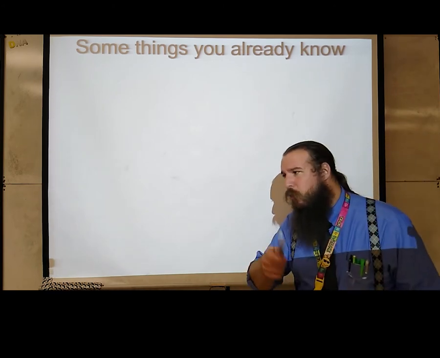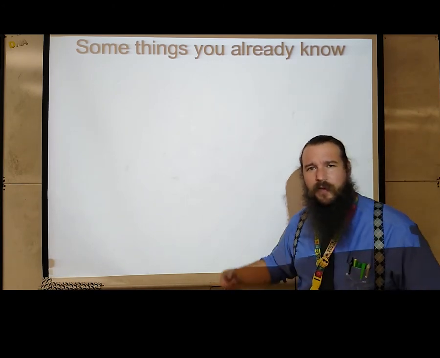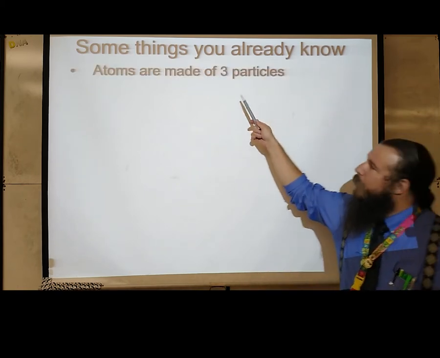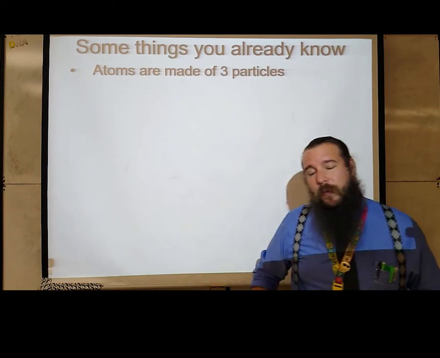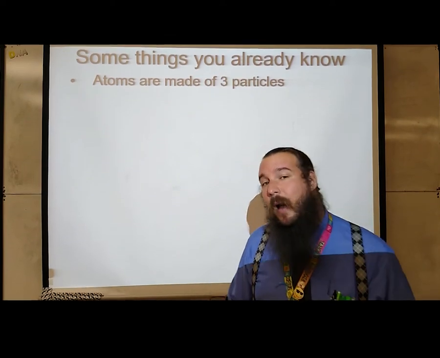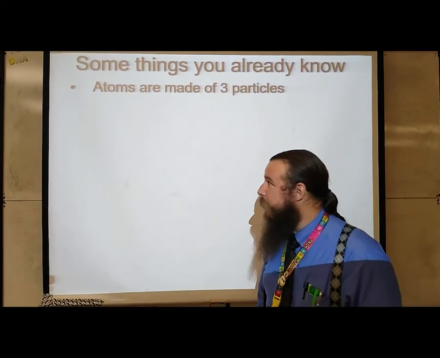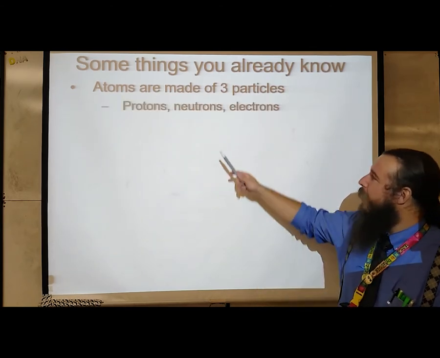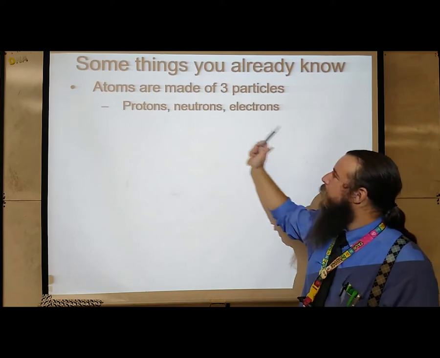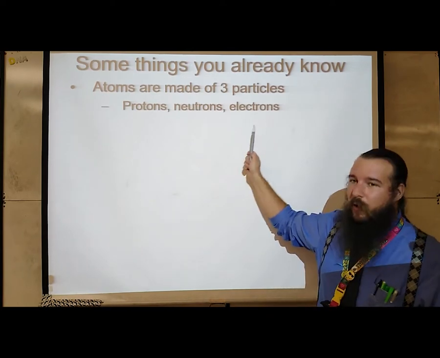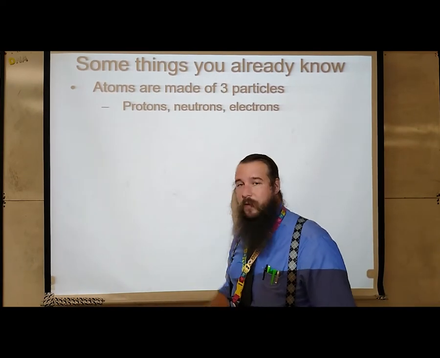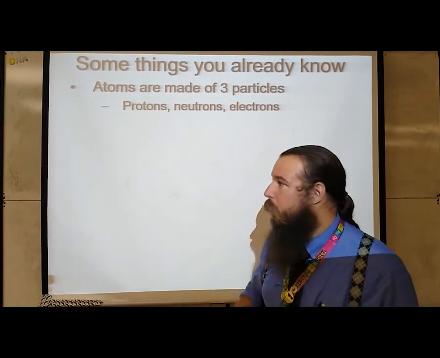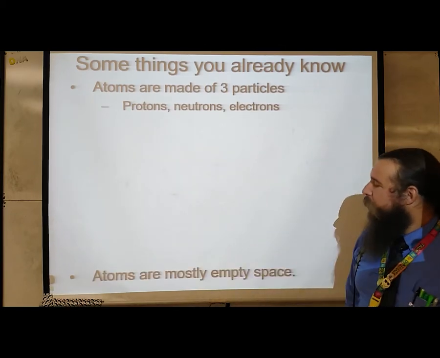Here's some more things that you should already know, but we're just going to make sure that this information is queued up and ready to rock. Atoms are made out of three particles. We call these three particles the three subatomic particles. Sub meaning beneath or below, and particle meaning particle. So atomic, subatomic are smaller than an atom. We got protons, we got neutrons, and we got electrons. Notice the spelling on neutrons. That's important. N-E-U-T, neutron, as in neutral, neutron, proton, electron.